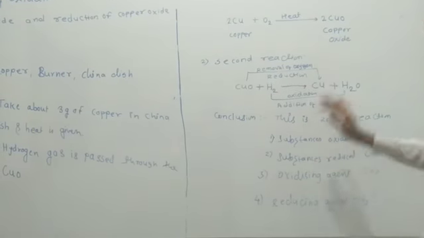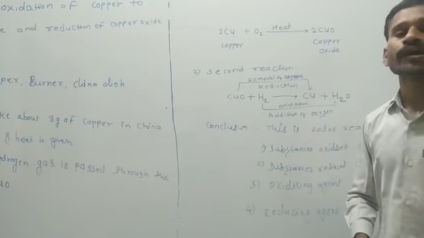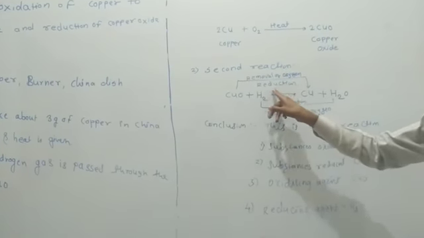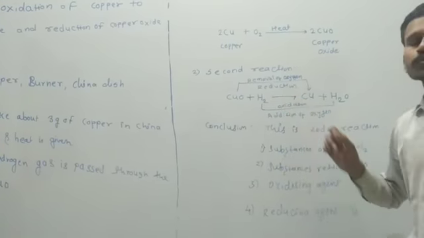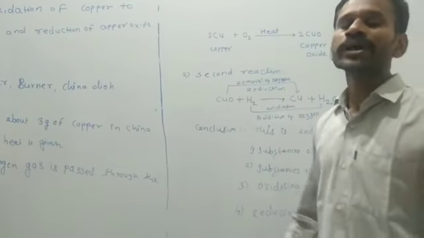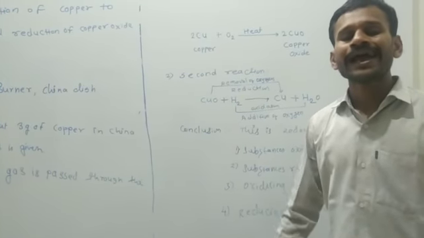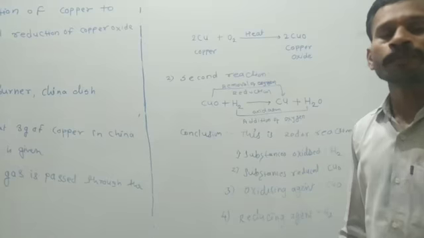So this activity is related to the redox reaction because oxidation and reduction both take place simultaneously. In this way, we completed 5 types of chemical reaction and activity based on this type of reaction.